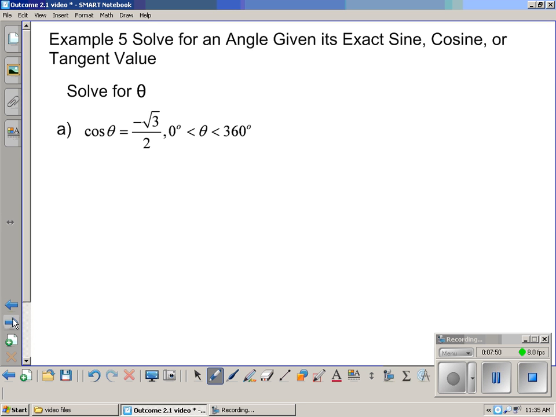Solve for an angle given its exact sine, cosine, or tangent value. When we see the word exact, you should think about those special triangles. So we had two special triangles. One which started from that 30, 60, 90 triangle. So this was 30, this was 60. The short side was 1. The longer side from our original equilateral triangle was 2, and we found this side to be root 3. We also had that 45, 45, 90 triangle, where the two sides were the same, so they were both 1, and the opposite side was root 2.